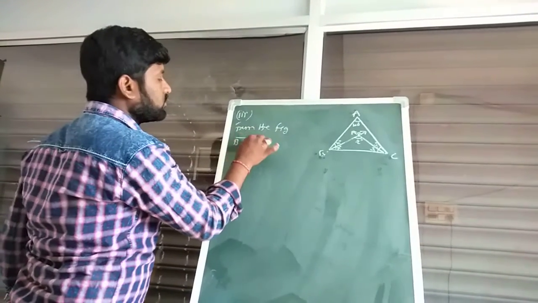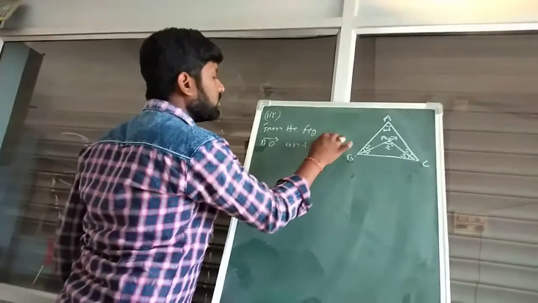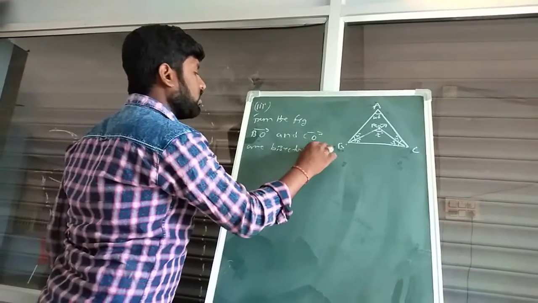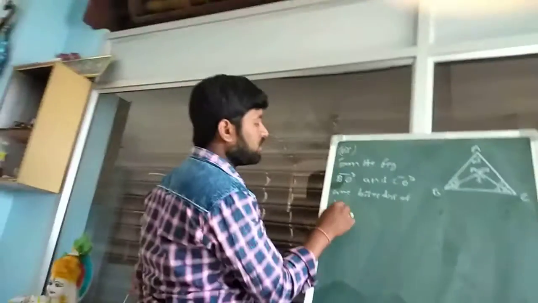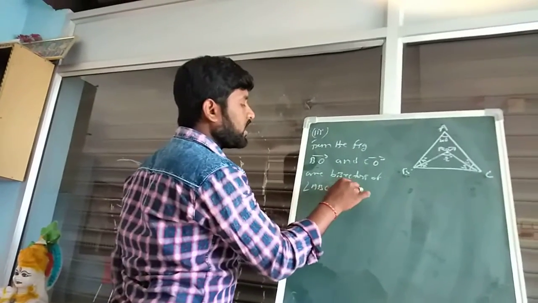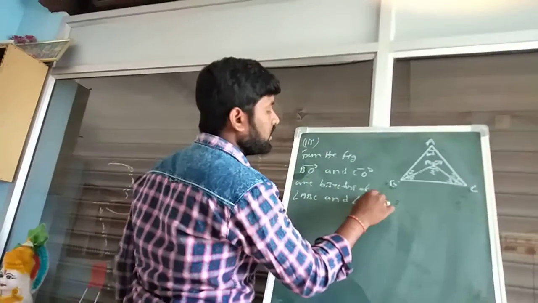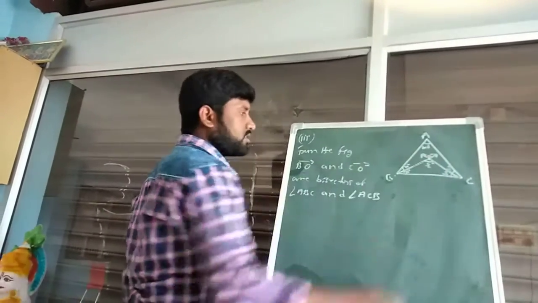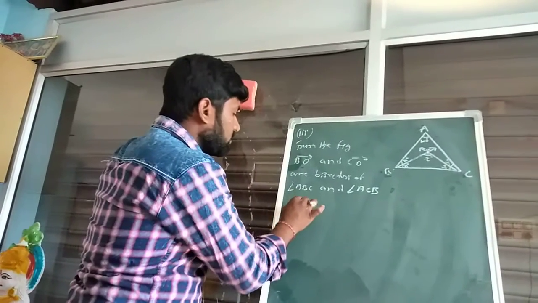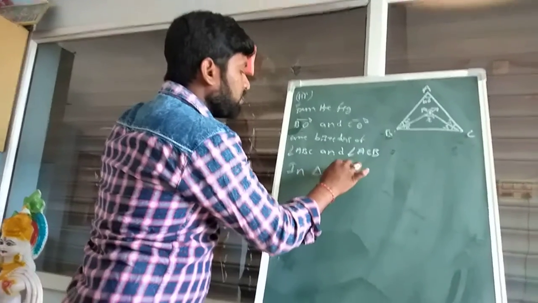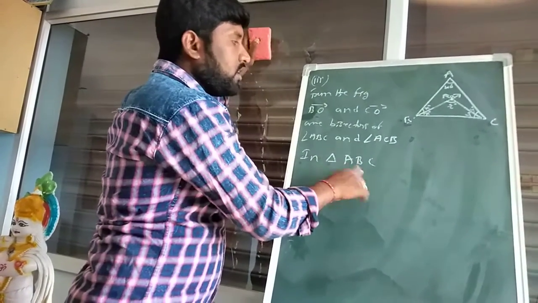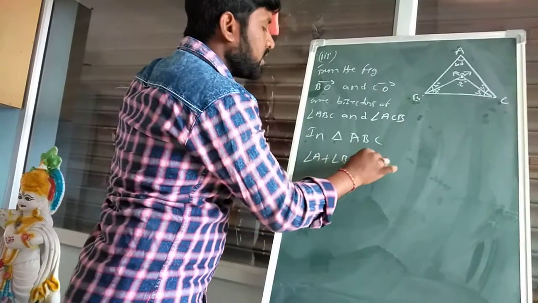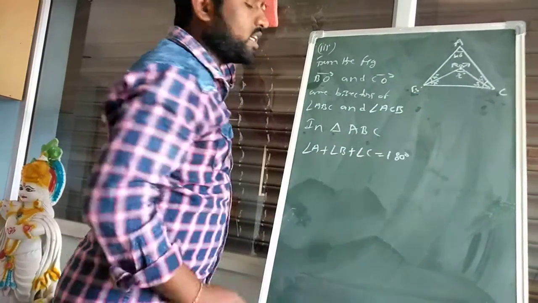BO and CO are the bisectors of angle ABC and angle ACB. Okay, these are the two bisectors of angle B and angle C. I am taking triangle ABC. In triangle ABC, we know angle A plus angle B plus angle C is equal to 180 degrees.